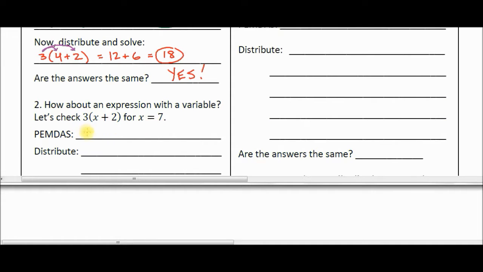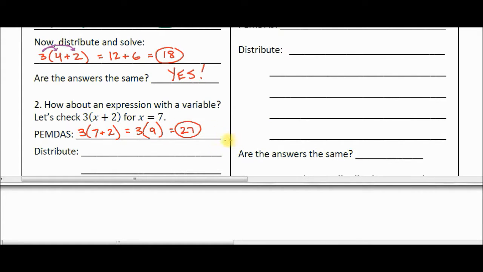So with PEMDAS, we're going to write down 3 times 7, there's our value of x. We're going to substitute that in there: 3 times 7 plus 2. Remember, PEMDAS says do the values in parentheses first if you can combine like terms. 7 plus 2 is 9, and 3 times 9 is 27. So our answer using PEMDAS and a value of 7 for x gives us 27.